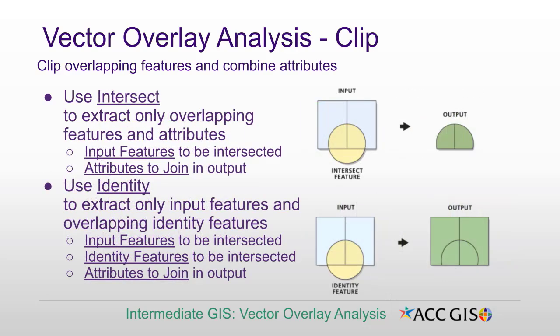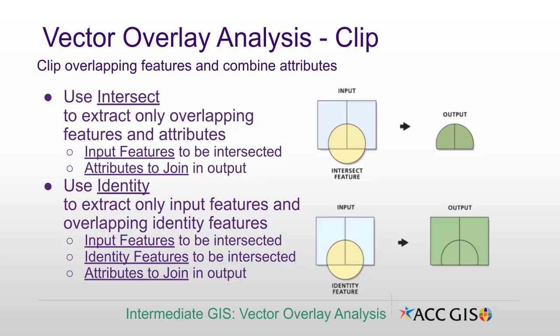A couple of other geoprocessing tools that clip the output include intersect and identity. We use intersect to extract overlapping features and attributes. The input features are those to be intersected, and the attributes to join are the attributes you identify that will be included in the output. And you can see in the diagram on the right, I've got my intersecting features, and then I've got my output, which outputs only the intersecting geometry along with the attributes that you've selected in attributes to join.